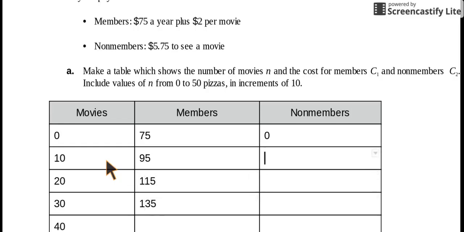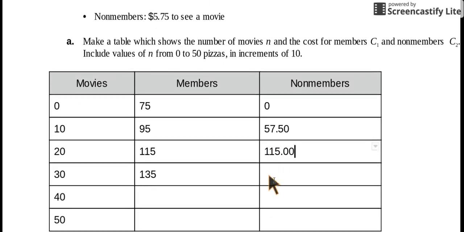And we continue down. For your non-members, it's $5.75 per movie. So for 10 movies, it's going to cost you 10 times $5.75, which is $57.50. So 20 times $5.75, that's just going to be this doubled. So let me do the quick math in my head. I'm guessing that's $115. That looks about right. So yeah, we're just increasing by $57.50 each time because we're increasing by 10 movies each time.